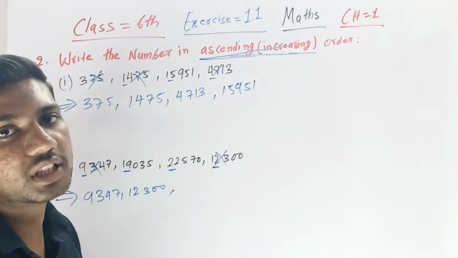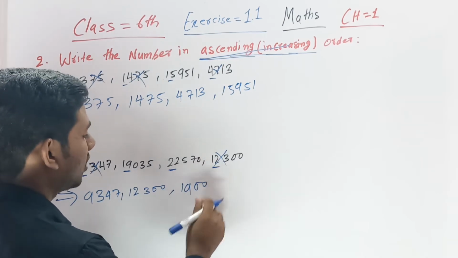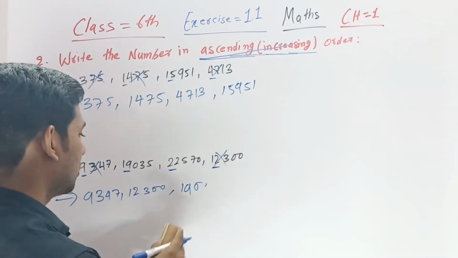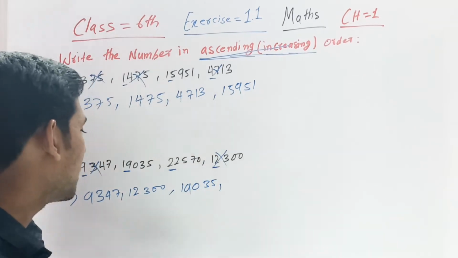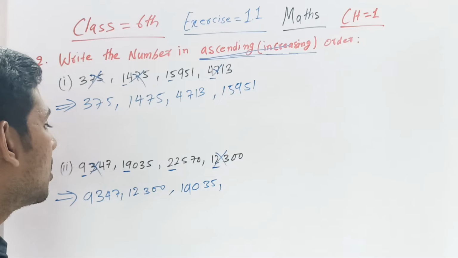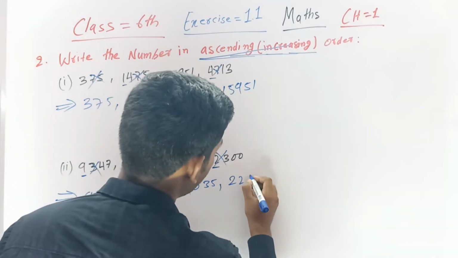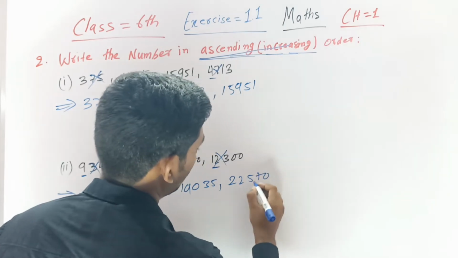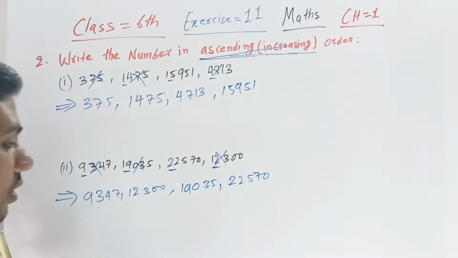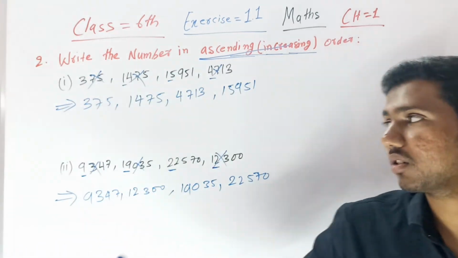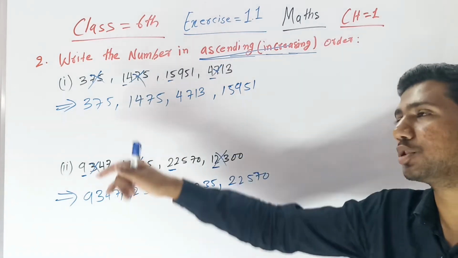19,000, 22,000, which is smaller? Obviously 19,000 is smaller. So this is 19,035, so this also is cut. Then after, which is left? Only this is left, 12,570. I hope you understand this ascending order. In ascending order there are only two questions, so our second question is totally completed.